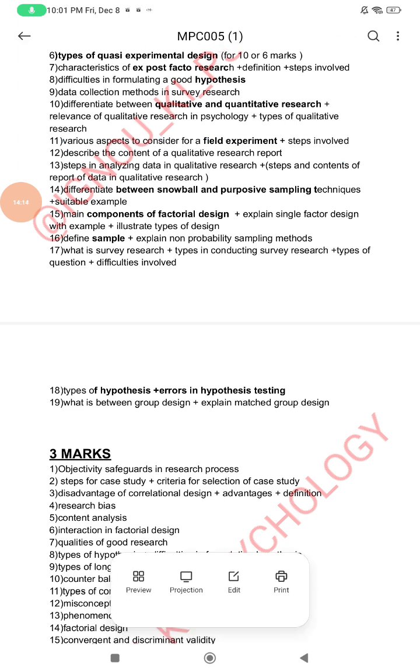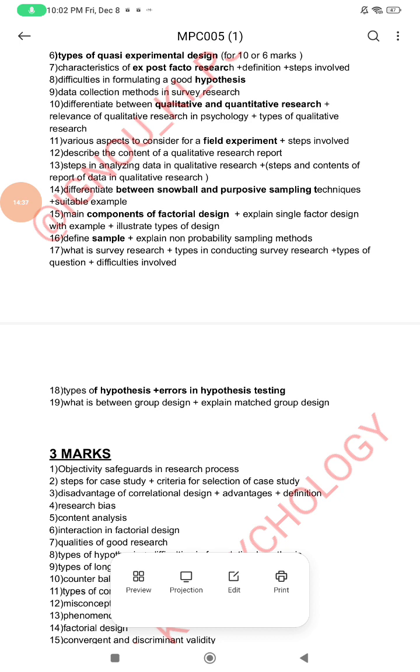Question number 11, various aspects to consider for field experiment plus what the steps involved are. We have seen what a field experiment is. It is a research method that uses some controlled elements of a traditional lab experiment but takes place in a natural, real world setting. The experiment happens outside the lab but the parameters are of the lab, and the surroundings are natural. This is a field experiment. So you have to mention what the steps involved are.